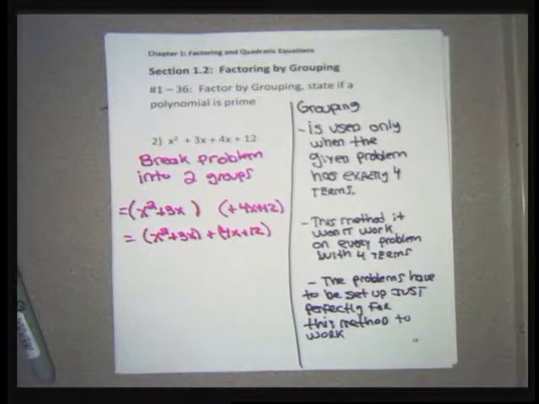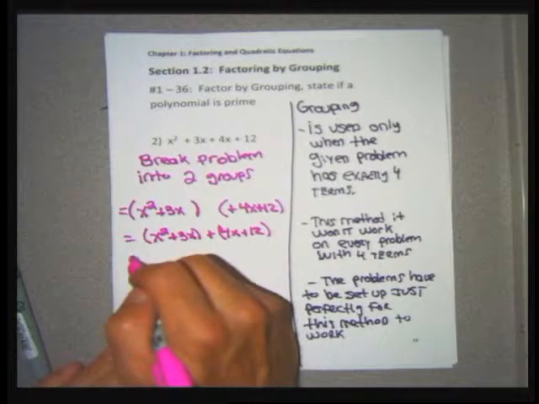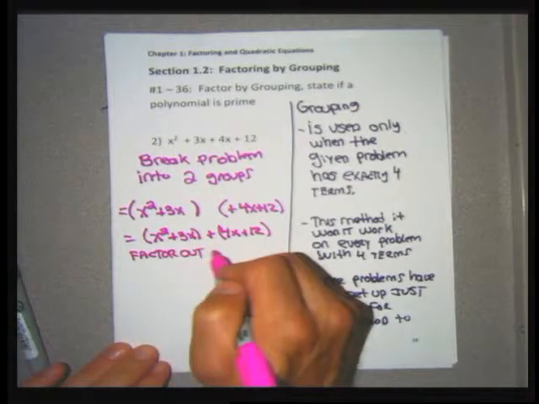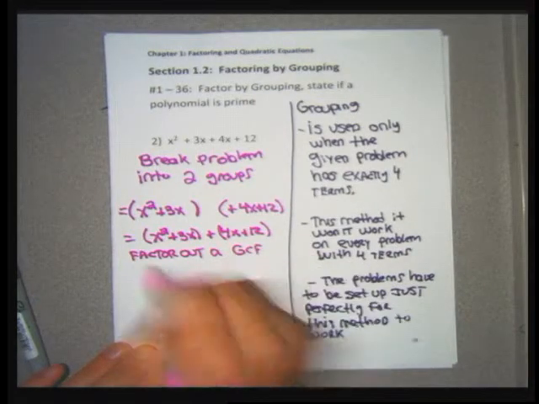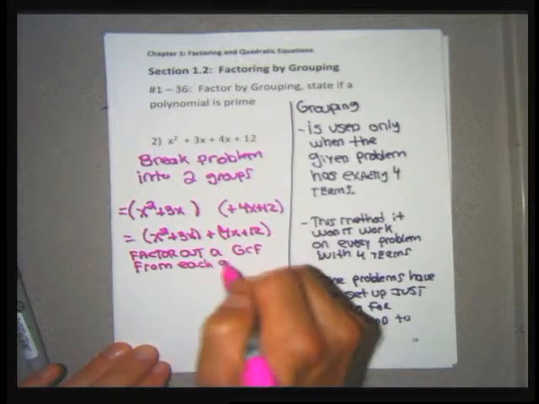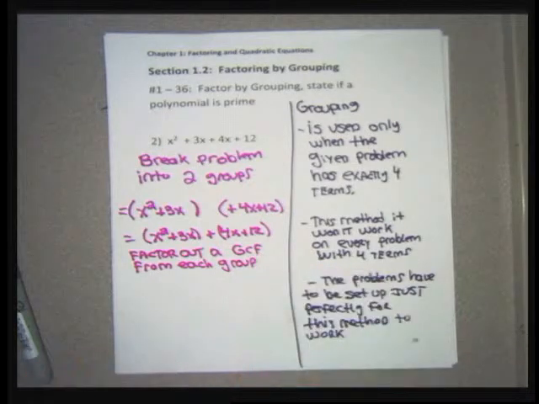Now I'm going to factor the GCF from each group. So factor out a GCF from each group. When I finish this second step, I'll be left with 2 identical parentheses that I can factor out as a common factor. That's kind of the skill we did right at the end of section 1.1. So if you recently did 1.1, the last few problems in 1.1 are connected really tightly to what we're going to wind up doing next.